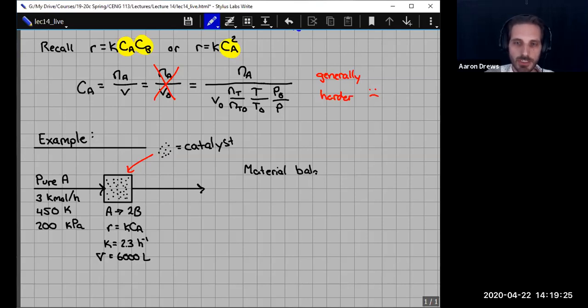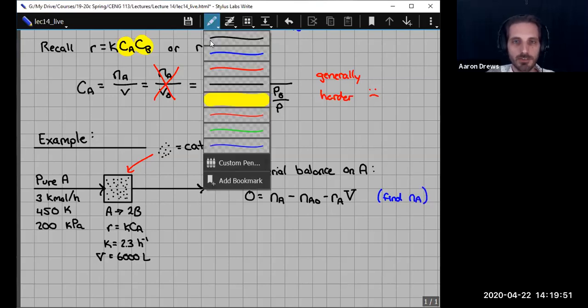And we're going to focus just on A here because we're going to use it in the second half of the lecture after Fika. But the general material balance doesn't change, right? So we still get to write 0 is equal to N sub A minus N sub A0 minus R sub A times V. And our goal here for this particular approach will be to find out what N sub A is, right? N sub A is what is leaving the reactor.